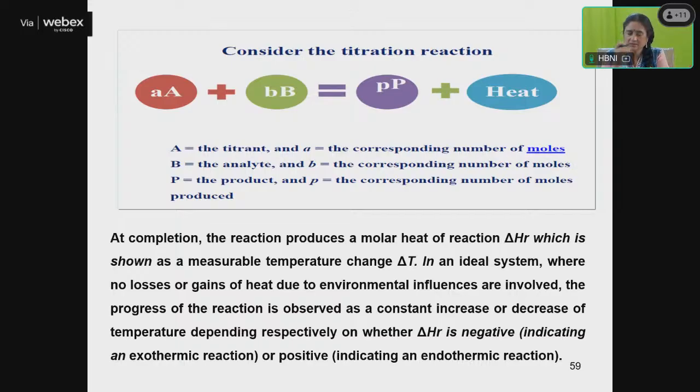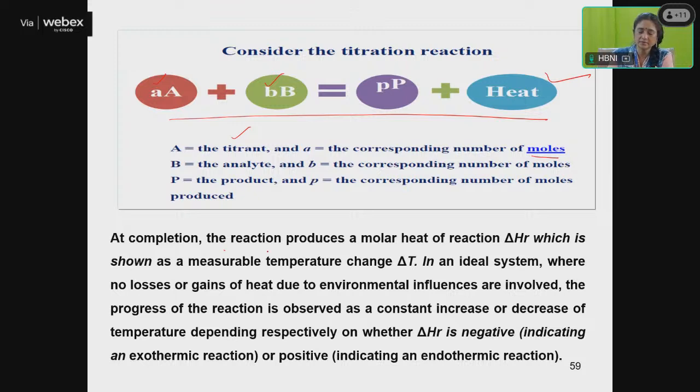Consider the following titration procedure, where A is the titrant and a is the corresponding number of moles, in a typical reaction like this. B is the analyte and b is the corresponding number of moles. P is the product, and p is the corresponding number of moles. Again, in this type of reaction, stoichiometry is very important, which we have read in our initial classes, and there is some heat generation. When it is plus, it is an exothermic reaction. When it is written minus, it is an endothermic reaction.